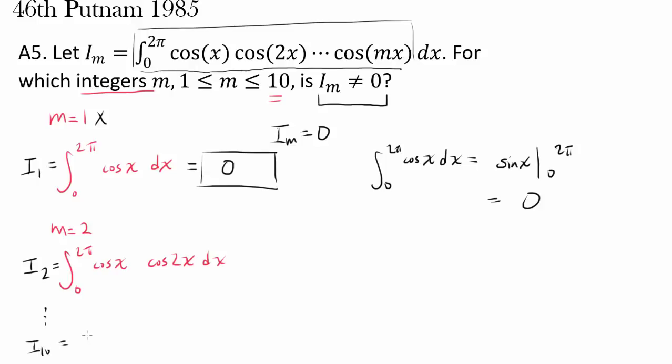And I sub 10 is the integral from 0 to 2 pi, and we have cosine of x, cosine of 2x, all the way to cosine of 10x being multiplied together dx. We wish to look at the value for each of them and pick out for which integers. So for this one the integer is 1, for this one the integer is 2, for this one the integer is 10, for which values of m do we not get 0. So 1 does not do the trick, but we are going to see if any of the 2 through 10 is going to evaluate to be not equal to 0.